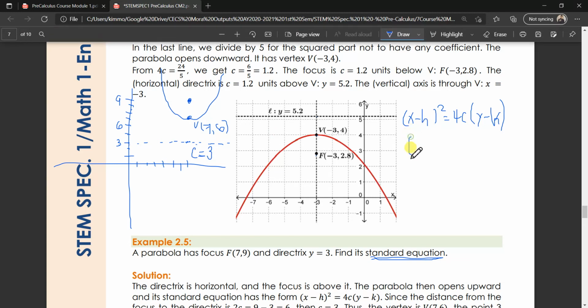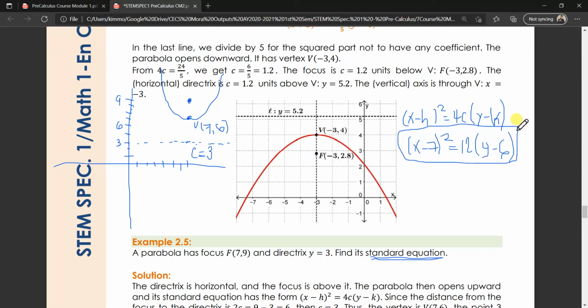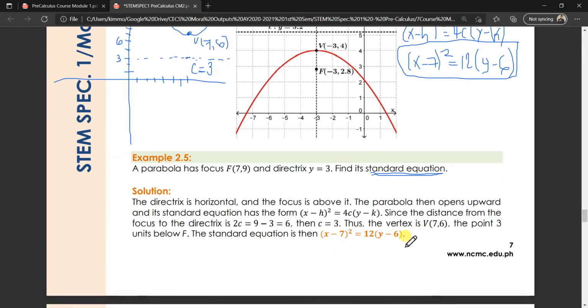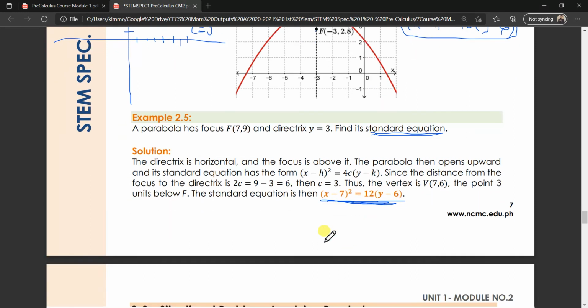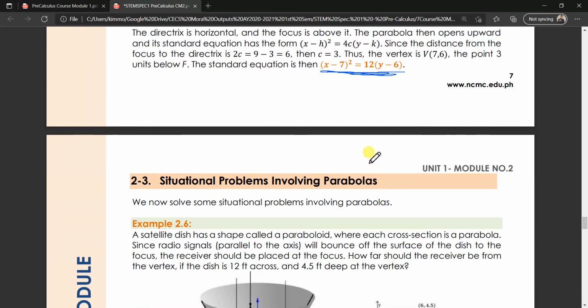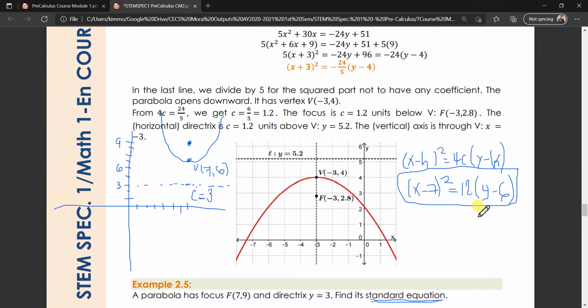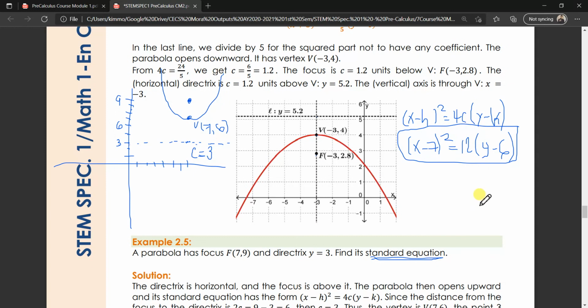So, nanatay x minus our H is equal to 7 squared is equal to 4 times C. So, 4 times 3, that is equal to 12. So, we have 12. Y minus our K is equal to 6. So, easy. So, we have our standard equation already, or this one. So the next part will be about situational problems involving parabolas. So that's all for the part 2 discussion of module 2, the parabolas.